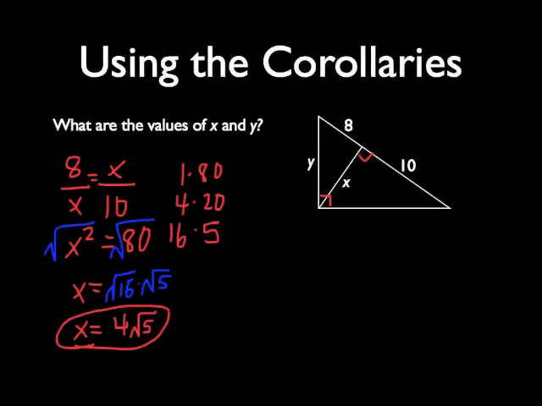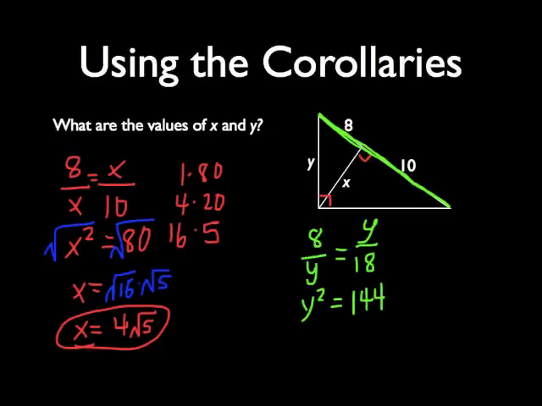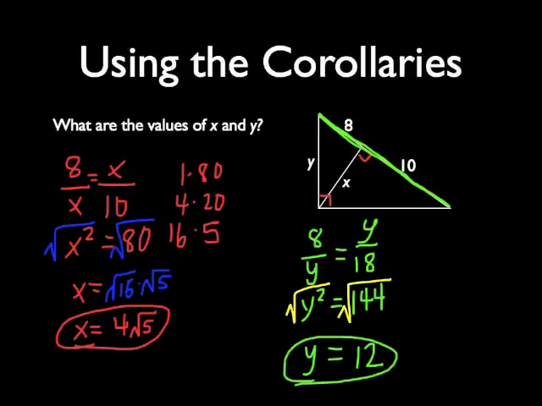Now let's attack y. Y is going to be the geometric mean of the portion of the hypotenuse that's closest to it, so 8, and the entire hypotenuse. 8 plus 10 is 18. So y squared is going to equal 18 times 8, which is 144. Whoa. Why did I say whoa, you ask? Because when we take the square root of both sides of the equation, the square root of y squared is y, and the square root of 144 happens to be 12. So that's a nice, neat number there.